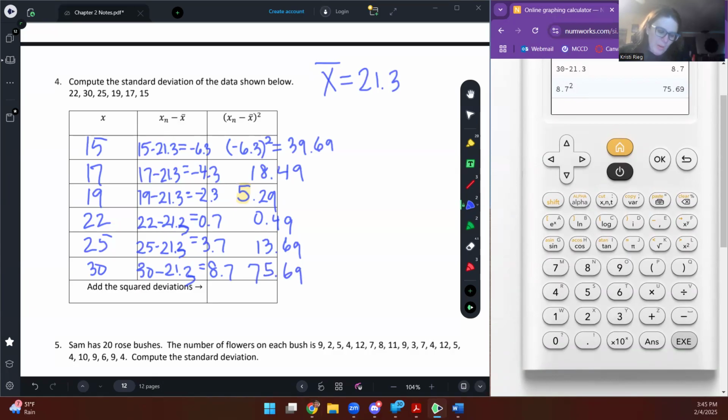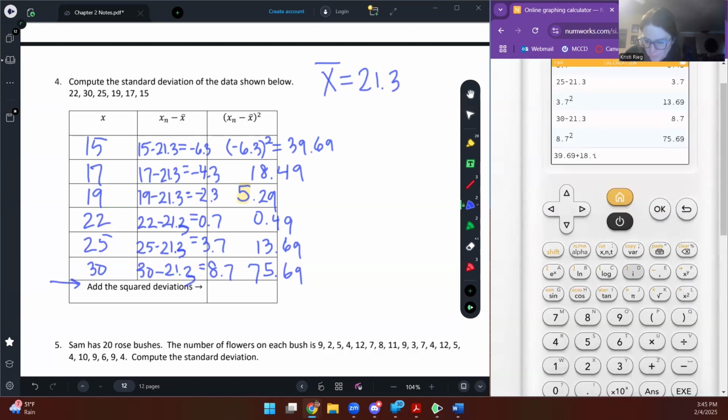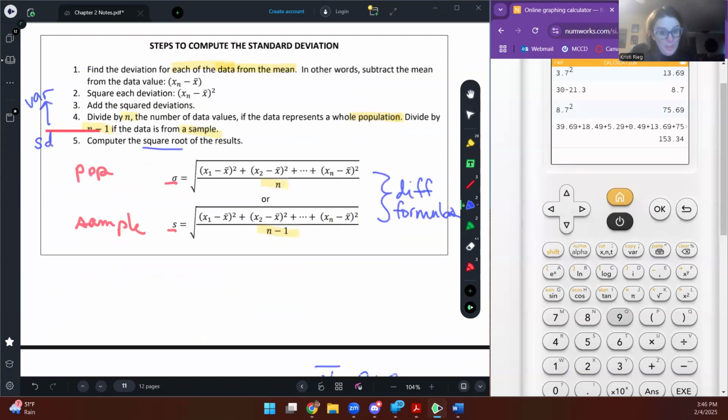75.69. Okay, now I want to add the square deviations. We're about halfway done with this problem. Plus 18.49. Something's going on. I'm just going to use my keyboard because it's getting mad at me. 5.29, 0.49, 13.69, and then 75.69, which gives 153.34. Okay. We just got through step 3, add the square deviations.